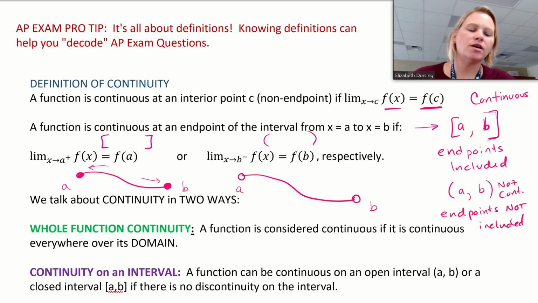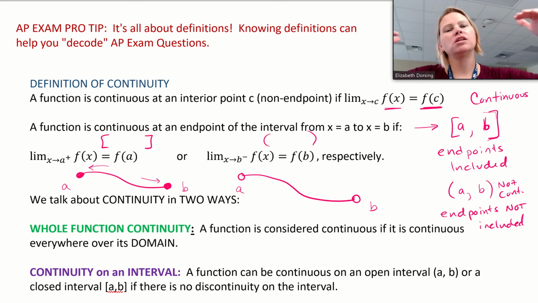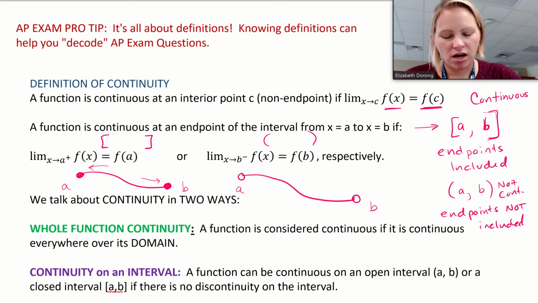And it all has to do with having a hole there. So if you have a hole in your graph, whether it's at an endpoint or on the interior, y is trying to become that y coordinate, but it never gets to be there. Only if the y coordinate and the limit agree at that spot do we have continuity.